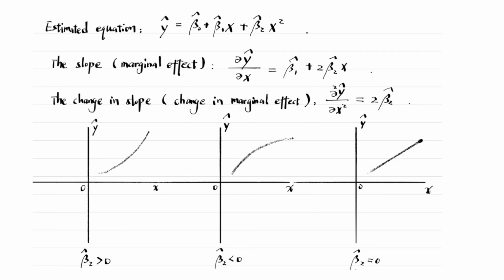On the contrary, if beta 2 hat is negative, then the marginal effect decreases with x, which represents a curve with a decreasing slope. By contrast, a constant marginal effect implies a straight fitted line with a constant slope.